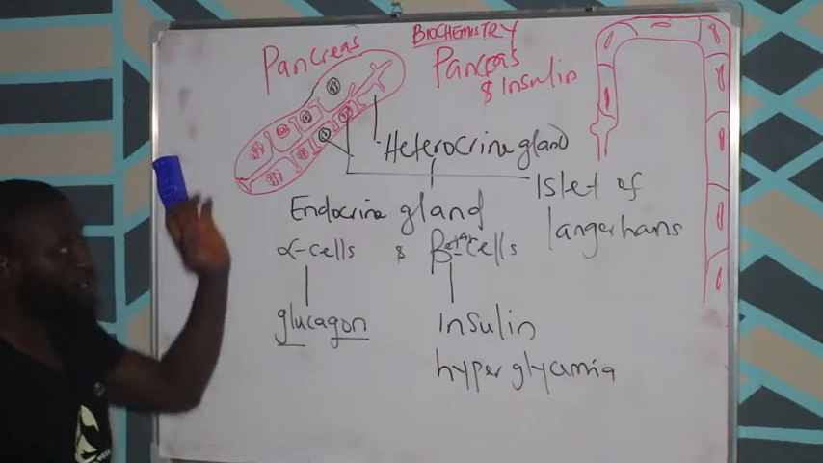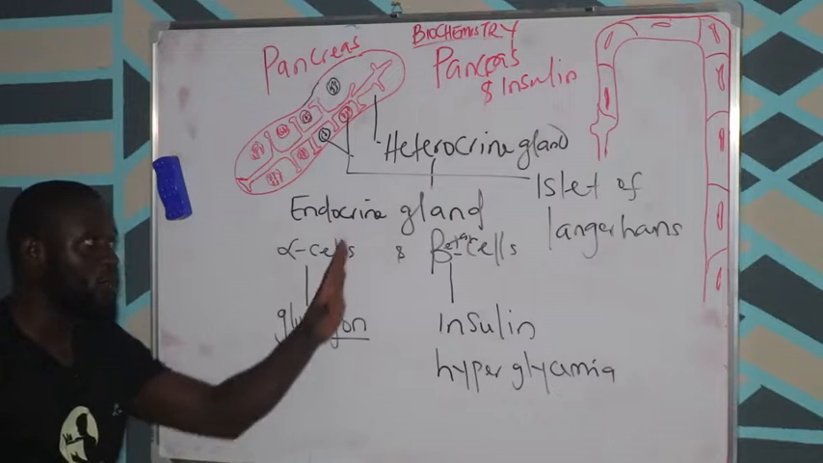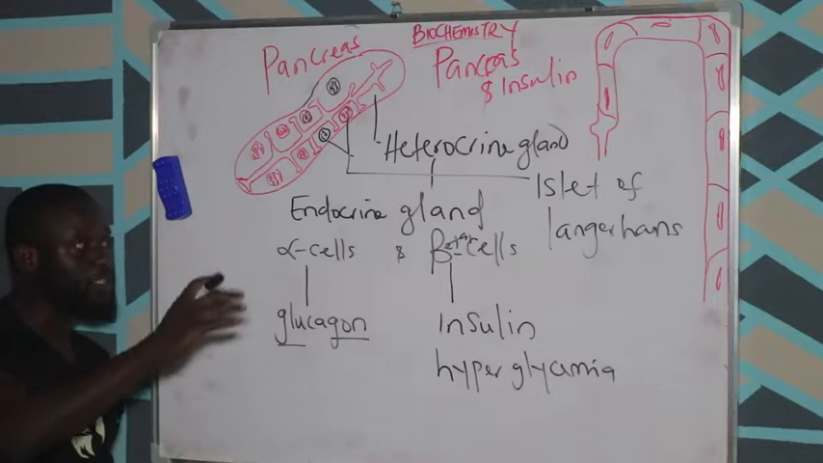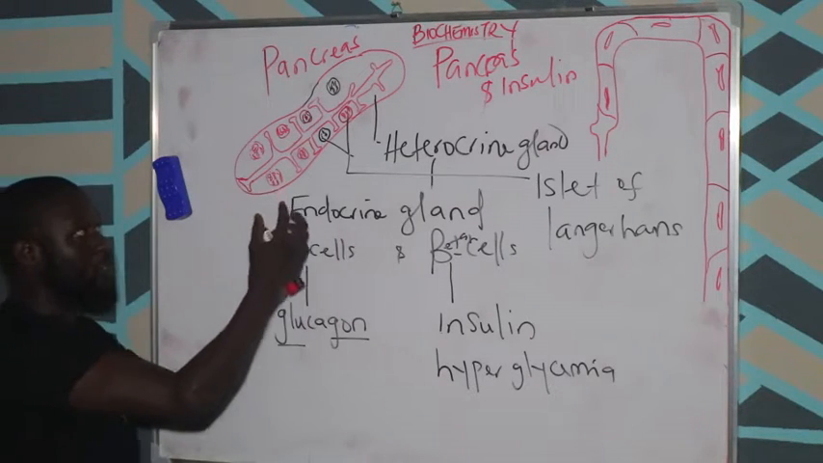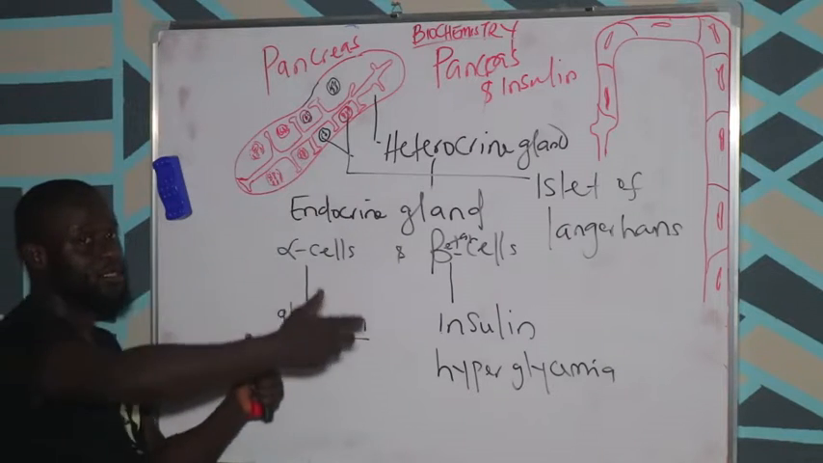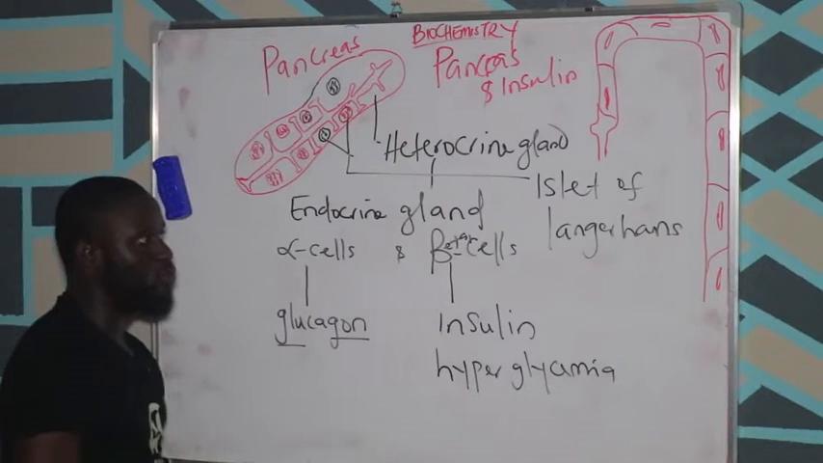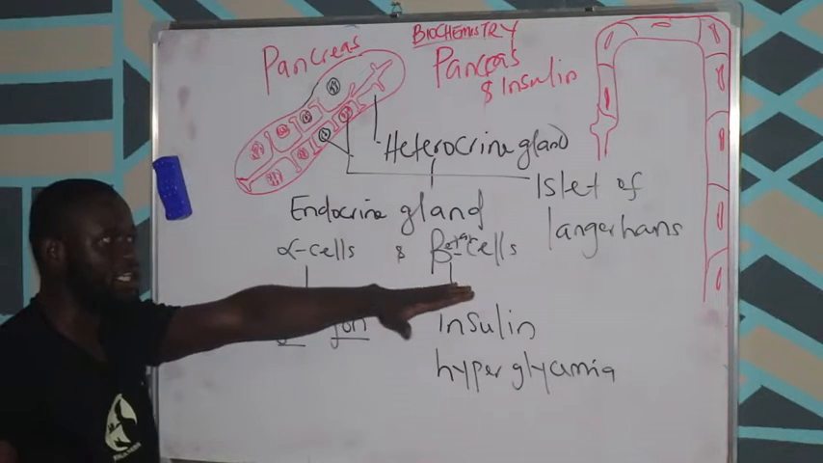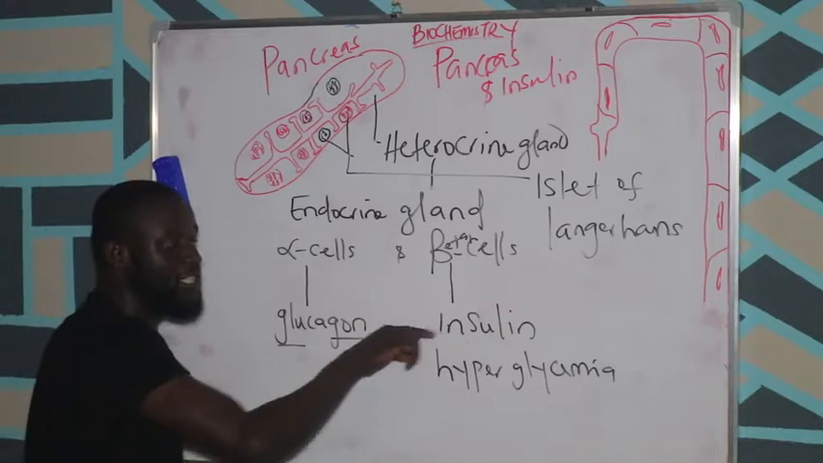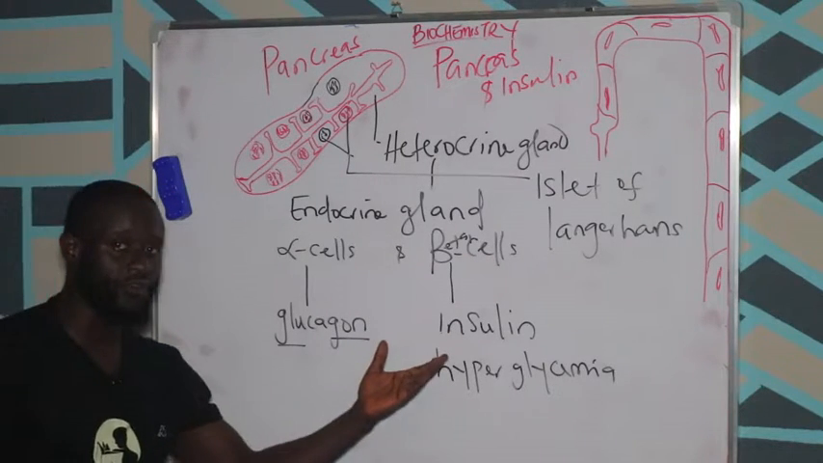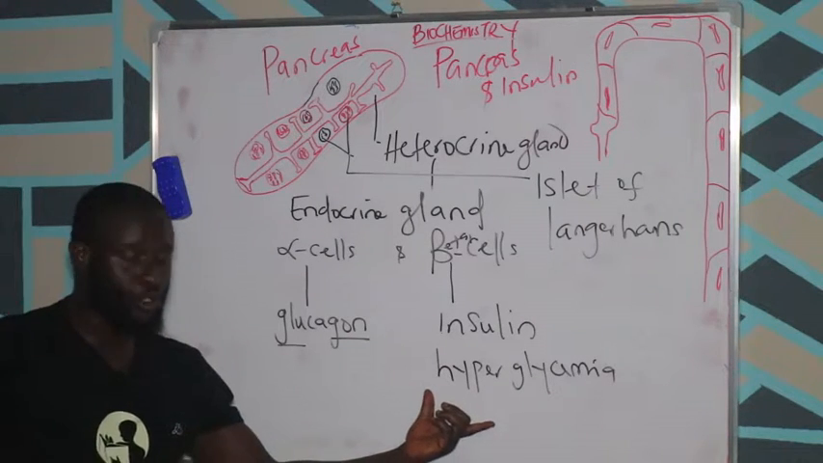I told you the pancreas is a heterocrine gland that is divided into endocrine and exocrine gland, where the endocrine gland constitutes just 1%, which has the alpha and beta cells. The conglomeration of these alpha, beta cells and even delta cells forms the islet of Langerhans. We are to know that beta cells are responsible for producing insulin. So what triggers the production of insulin? As I said, the stimulus is hyperglycemia, when you have high blood sugar.